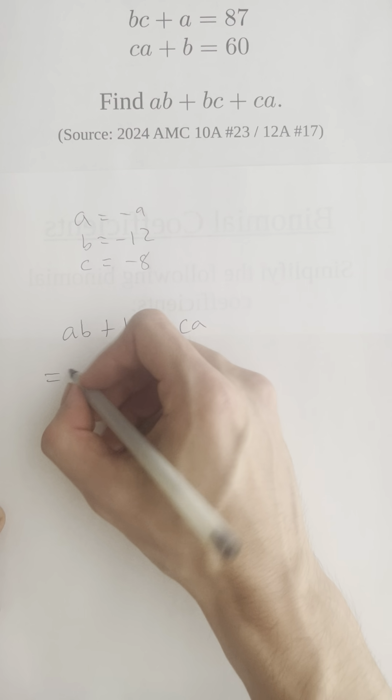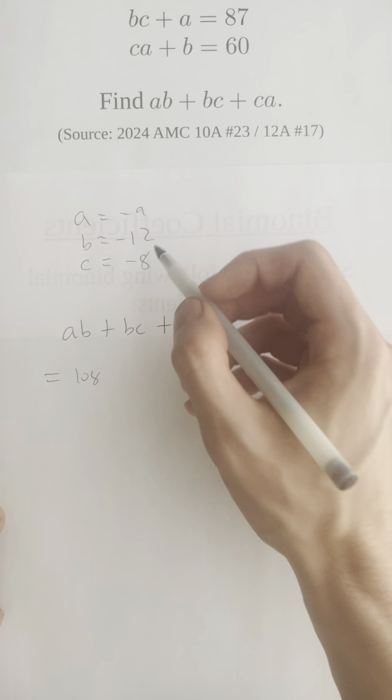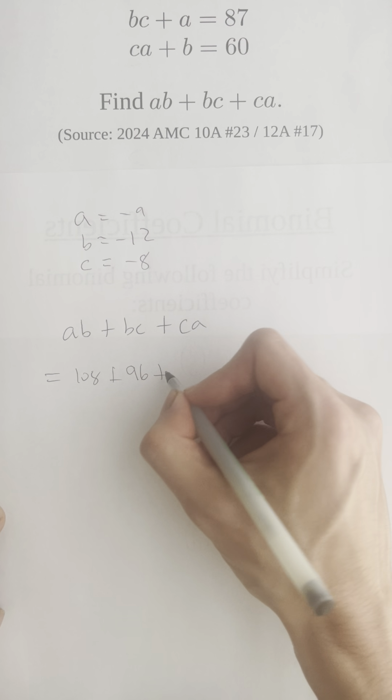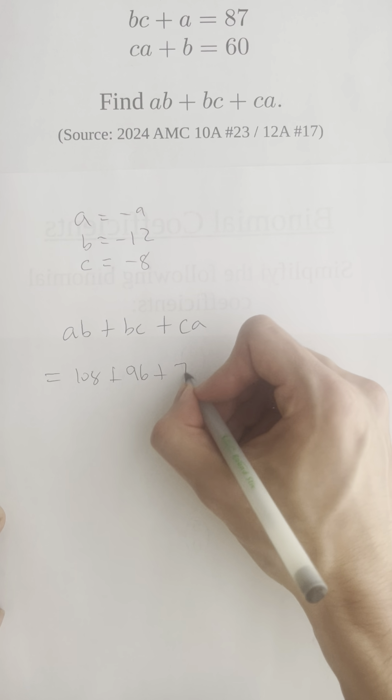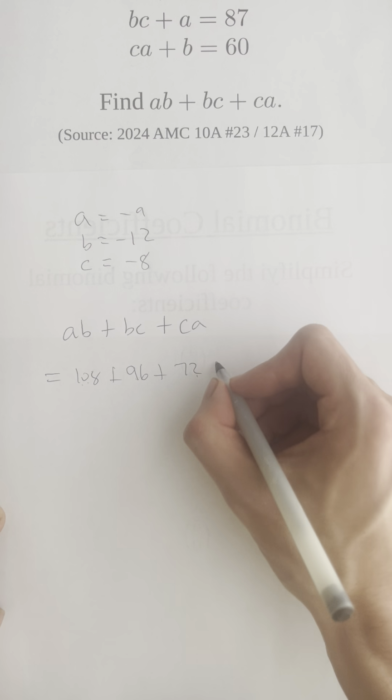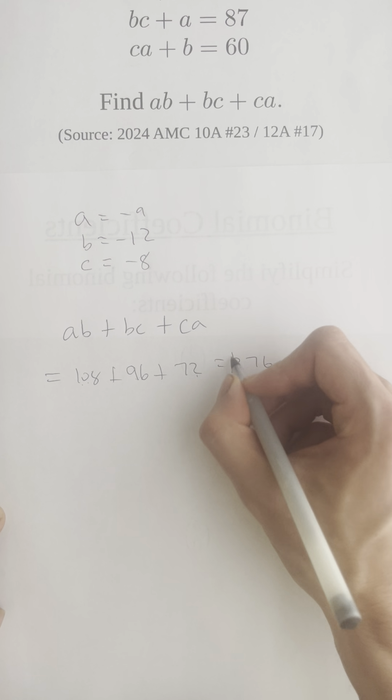A times b is 108, plus b times c, 96, plus c times a, 72. 108 plus 72 is 180. 180 plus 96 is equal to 276. This is your answer.